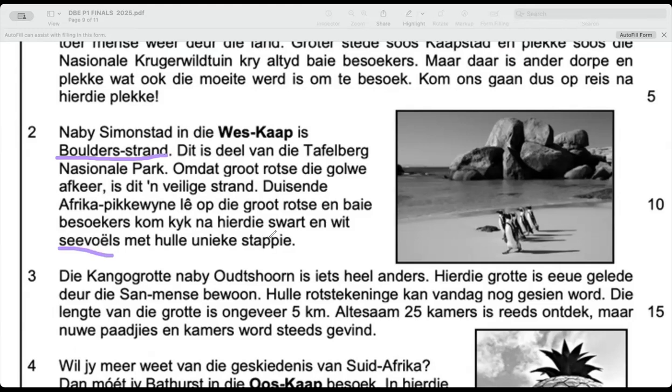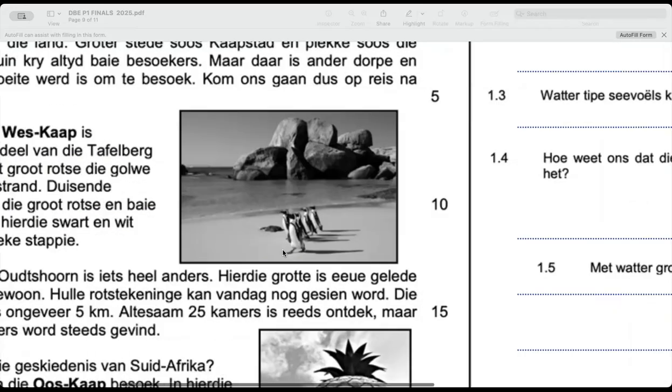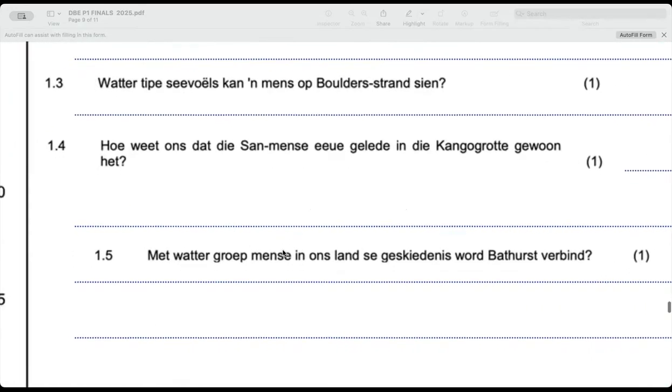Okay, so this is telling us that here's your answer. So you've got to say what birds, and then most people would realize that penguins are birds. And here you've got Afrika pikkewyne. So that would be your answer. Okay, so just remember when you are analyzing your questions, the questions are telling you where to find the answer. And all you've got to do is find the key information in those questions.